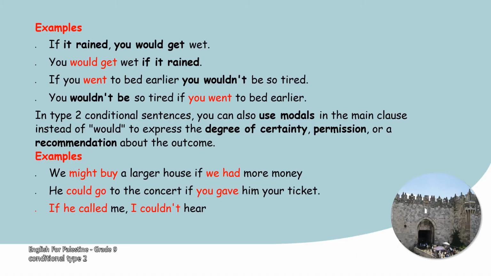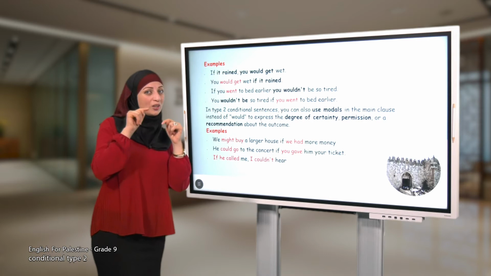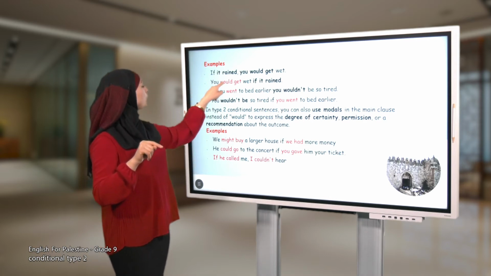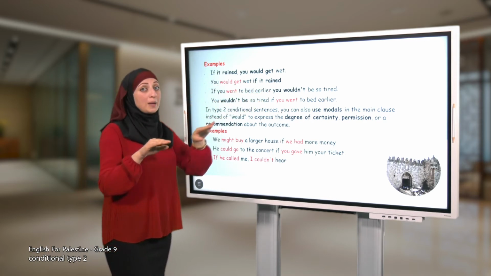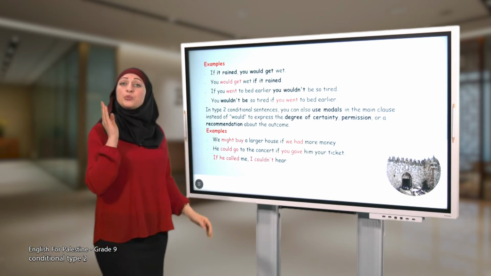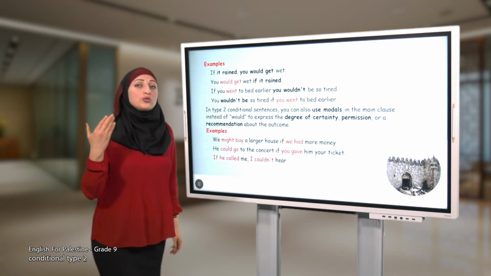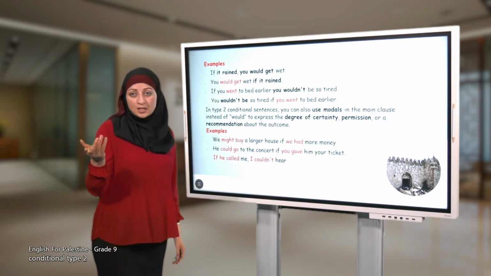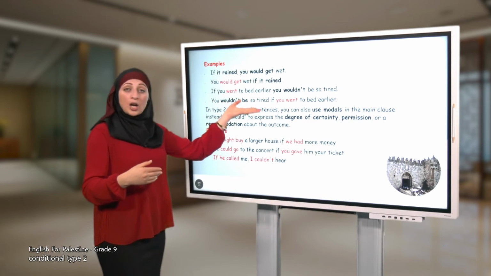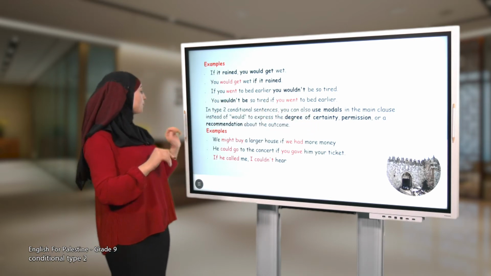We have examples here. Concentrate. If it rained, you would get wet. The meaning will stay the same if you change the order and say, you would get wet if it rained, but you will not use a comma in the middle. Also, I want to remind you that you can use other modal verbs rather than would in the main clause. You can use other modal verbs for certainty, permission, etc.